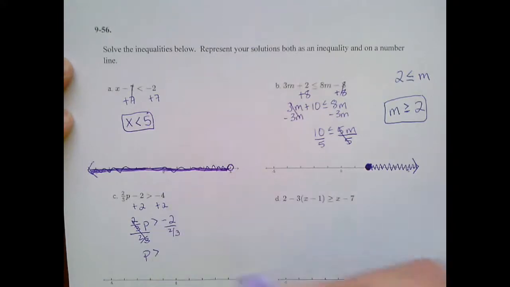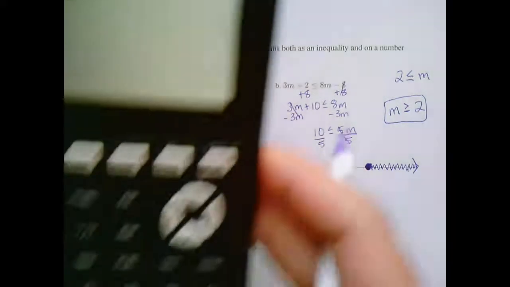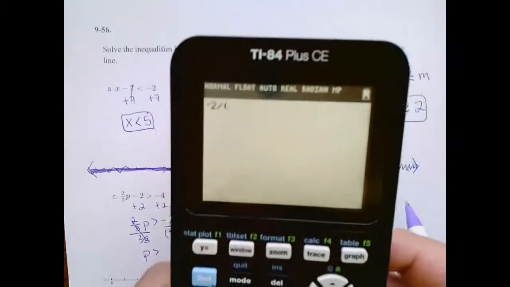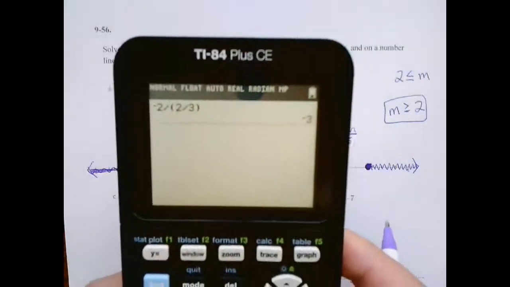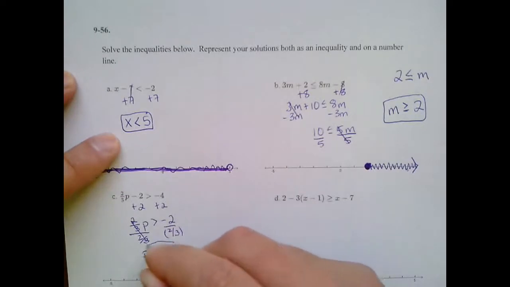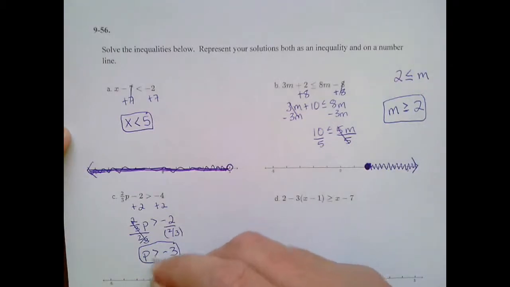You could go to your calculator. You can put this 2/3 in parentheses. I think that will help. So then you can take negative 2, and you can divide it by parentheses, 2 divided by 3. All right, and you get negative 3. So I have p is greater than negative 3. So is negative 3 included or not included? Well, in this case, it's not included, right? There's no equals on my inequality. So not included means open circle on negative 3.